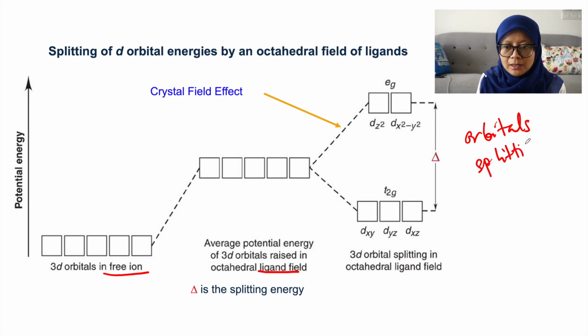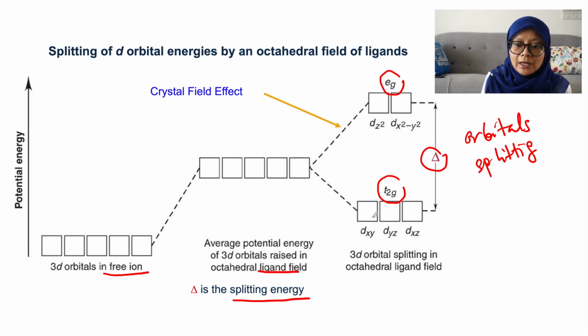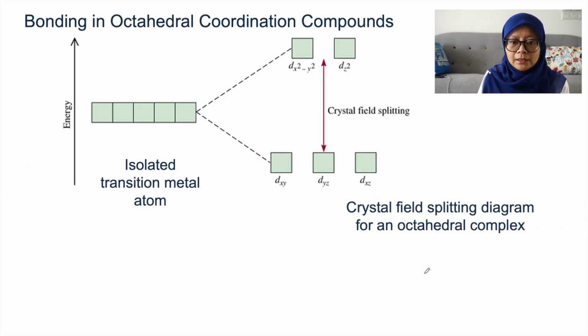The d orbital splitting here will form the T2g and also the Eg. And then the difference between the T2g and Eg is what we call delta. So what is delta? Delta is the splitting energy, the energy difference between the T2g and also Eg. And this is the diagram for the 3d orbital splitting in an octahedral ligand field.